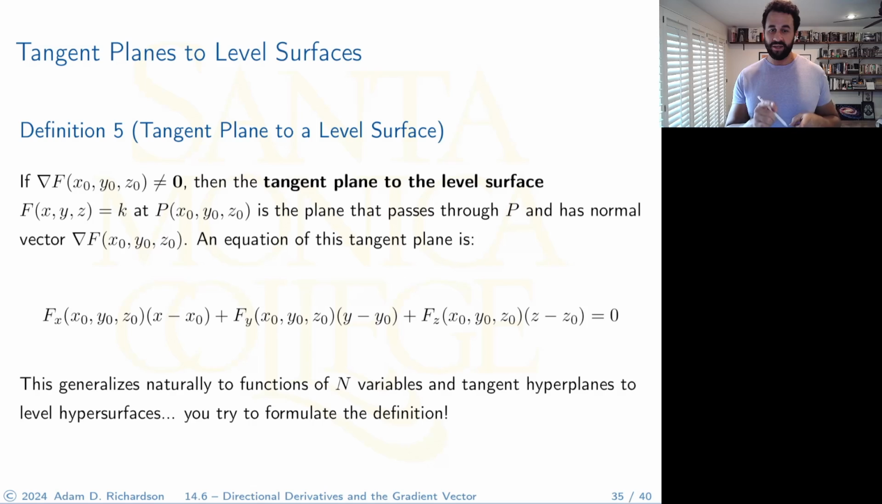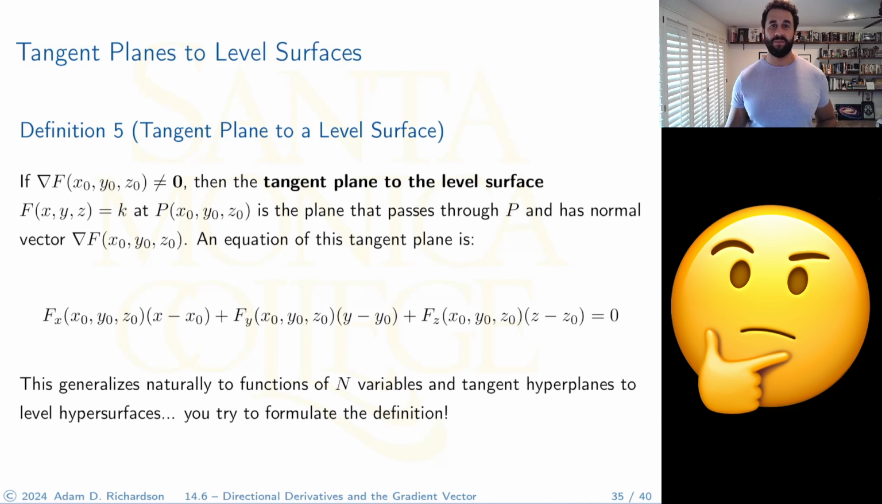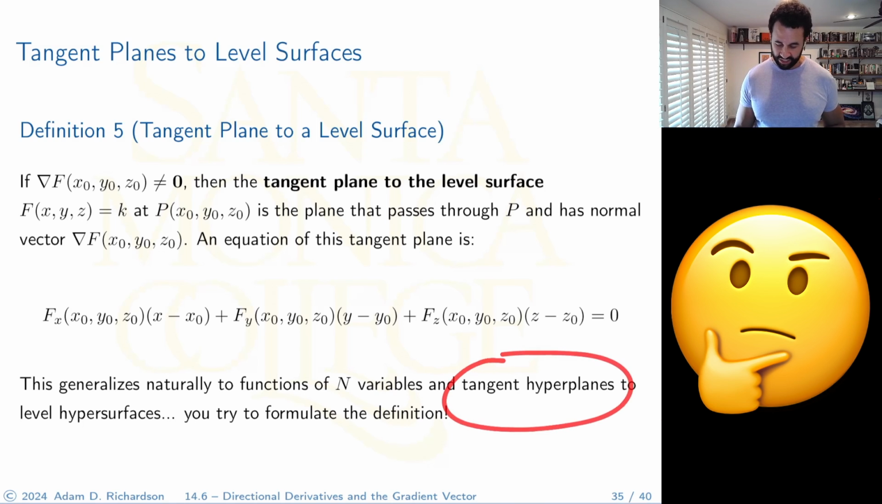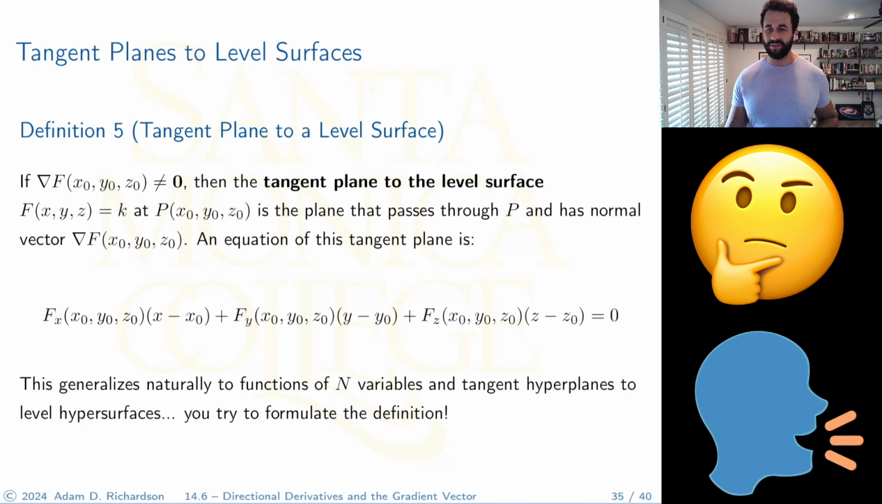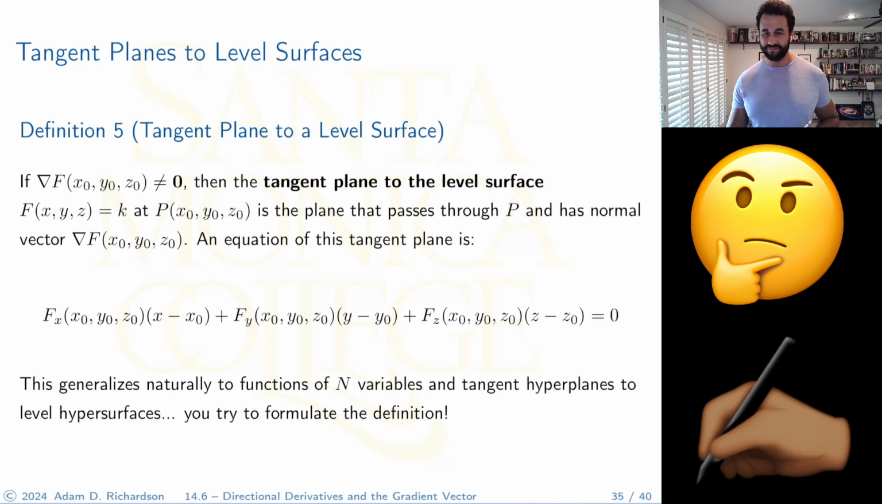I won't do it here, but I encourage you right now to think about it and see if you could write the general formula for a tangent hyperplane to a level hypersurface for a function of n variables. This one was 3. See if you could come up with the one for n, right? Think about it. Maybe tell yourself what you might have to use. There's a particular notation that could help you out here. And then try to write it down on your own.